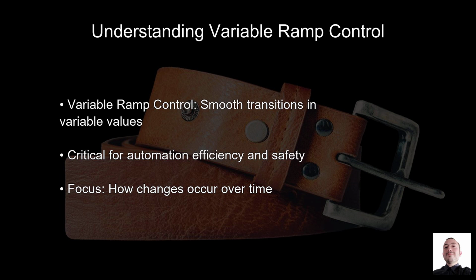Variable ramp control is a crucial mechanism in automation systems, allowing precise and smooth transitions in variable values. Imagine a conveyor belt in a factory, speeding up or slowing down gradually to avoid sudden jerks. This is where variable ramp control comes into play. It's not just about changing values, it's about how those changes occur over time.